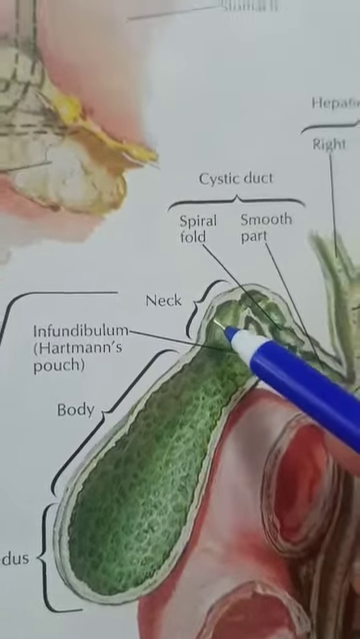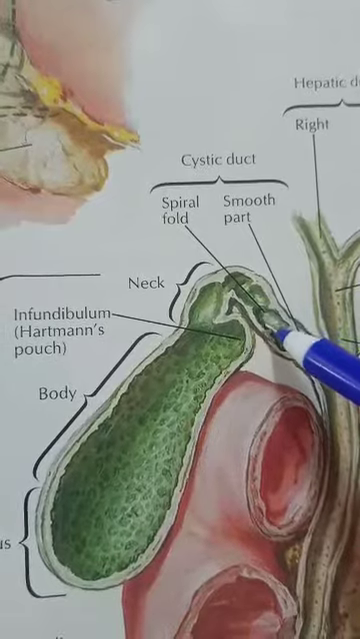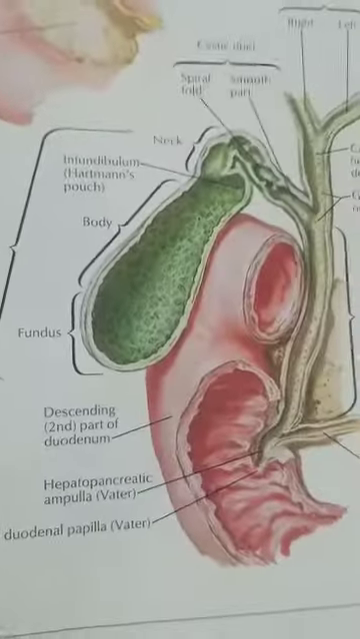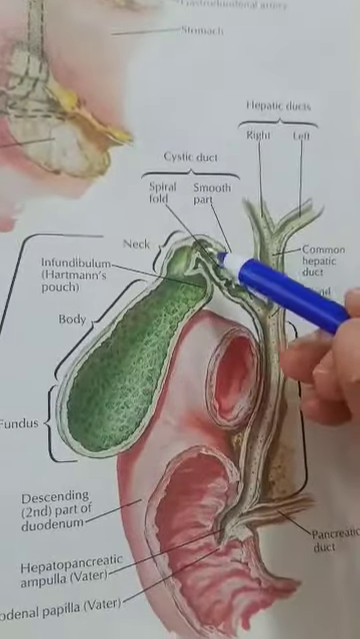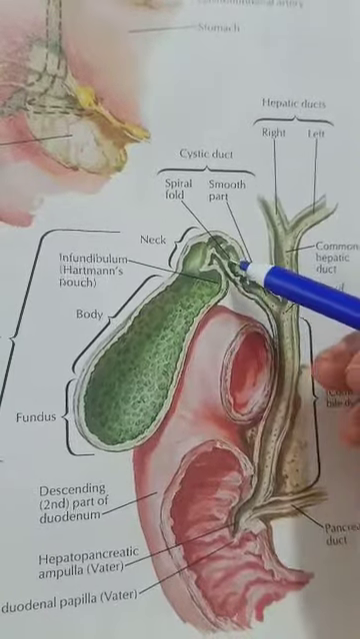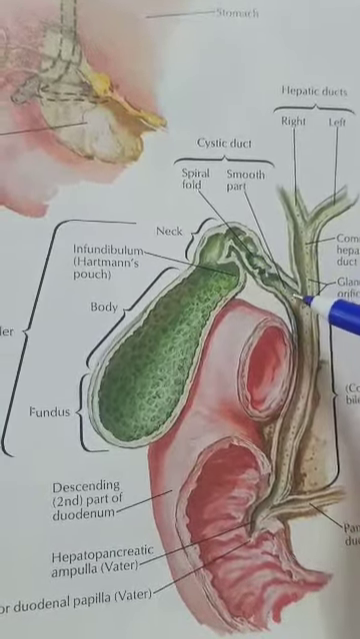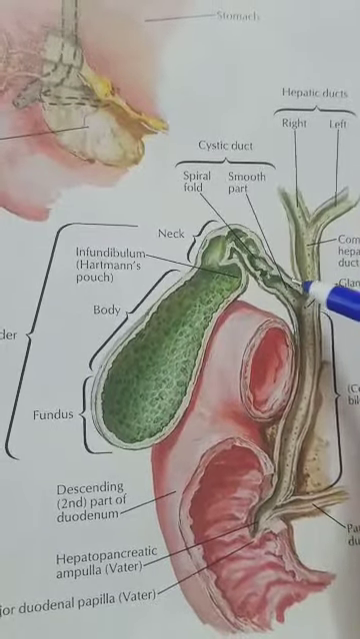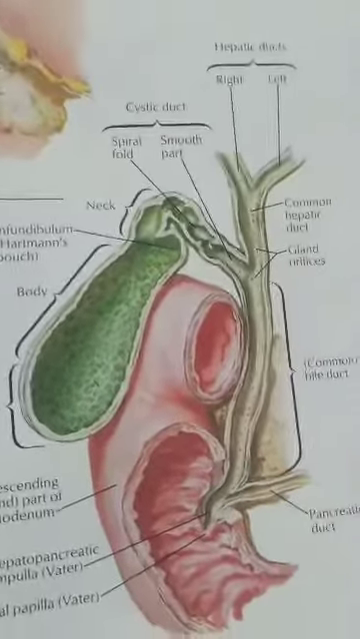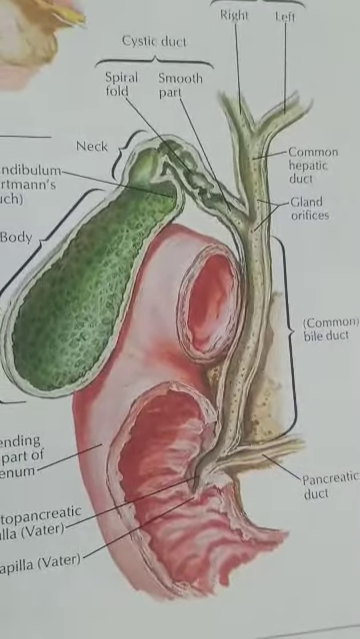And this neck continues as the cystic duct. So this is the cystic duct. Here comes the cystic duct. This is the duct of the gallbladder. The duct of the gallbladder is known as the cystic duct. It is about 3 to 4 centimeter in length, emerges from the gallbladder and joins with the common hepatic duct to form the bile duct.